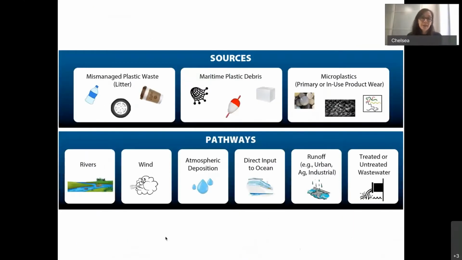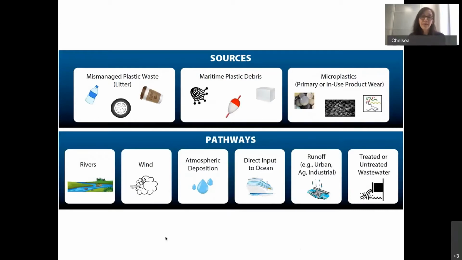And because there's so many different types of these materials out in the environment, it's no surprise that they come from many, many different sources, which includes waste. It also includes fishing gear and other maritime sources. But also for microplastic, there are unique sources that are different or that are separate from plastic waste and maritime debris, and that's pre-production plastic pellets, the wear and tear from fibers and textiles, and microbeads in personal care products.